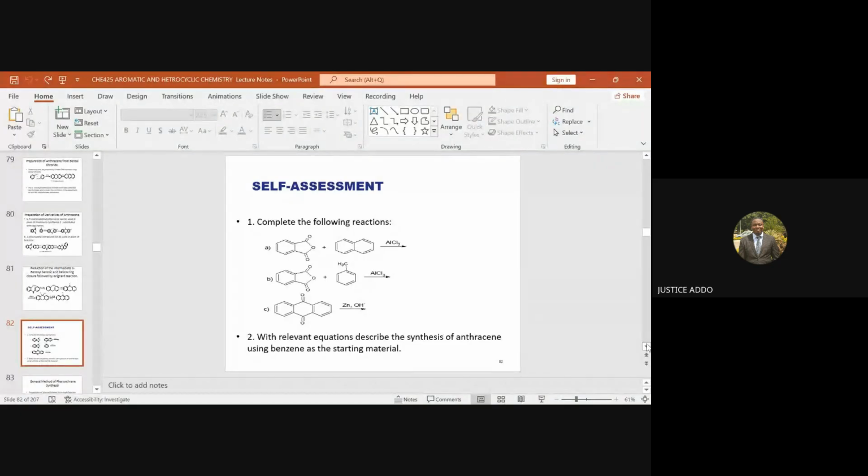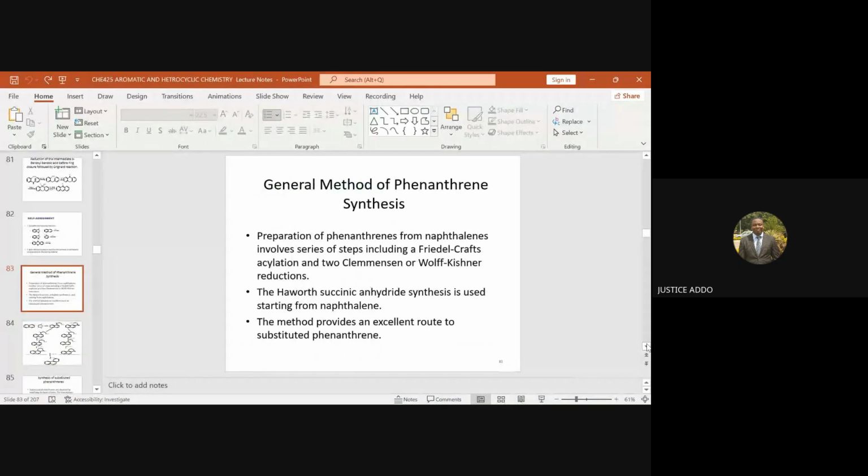You have a self-assessment question here. My advice is that I did all this so that once you learn my slides, you also try your hands on these questions, and then you should be okay going forward. Then for the synthesis of phenanthrene, we have a number of methods. So here you also pick the one that you are conversant with, and then you master it. There are a number of them. You need to have an idea of all of them, but at least as far as the course is concerned, you should be able to pick out one.